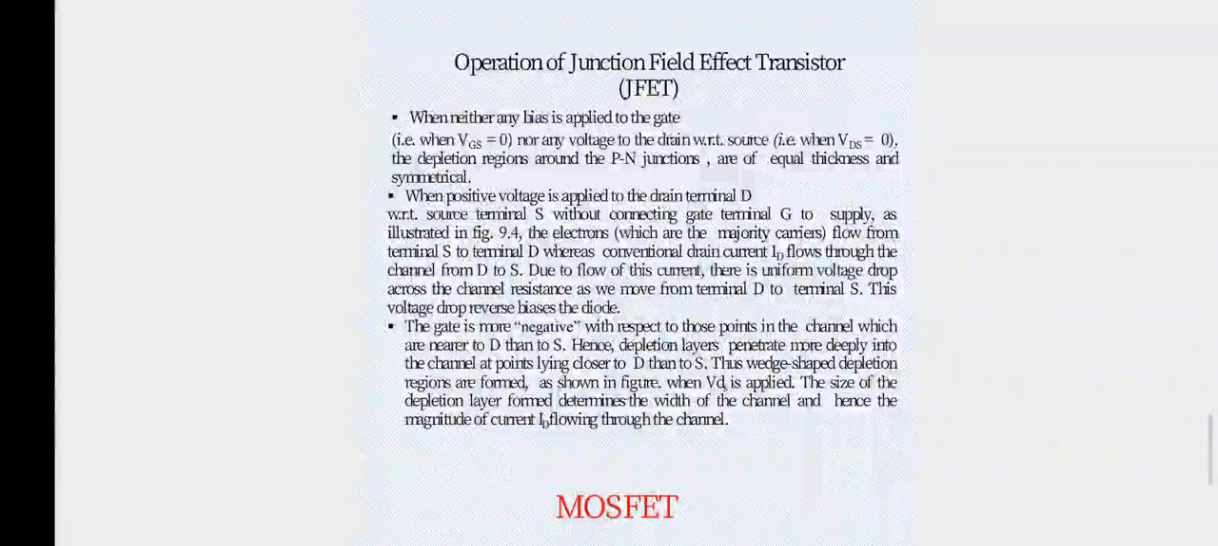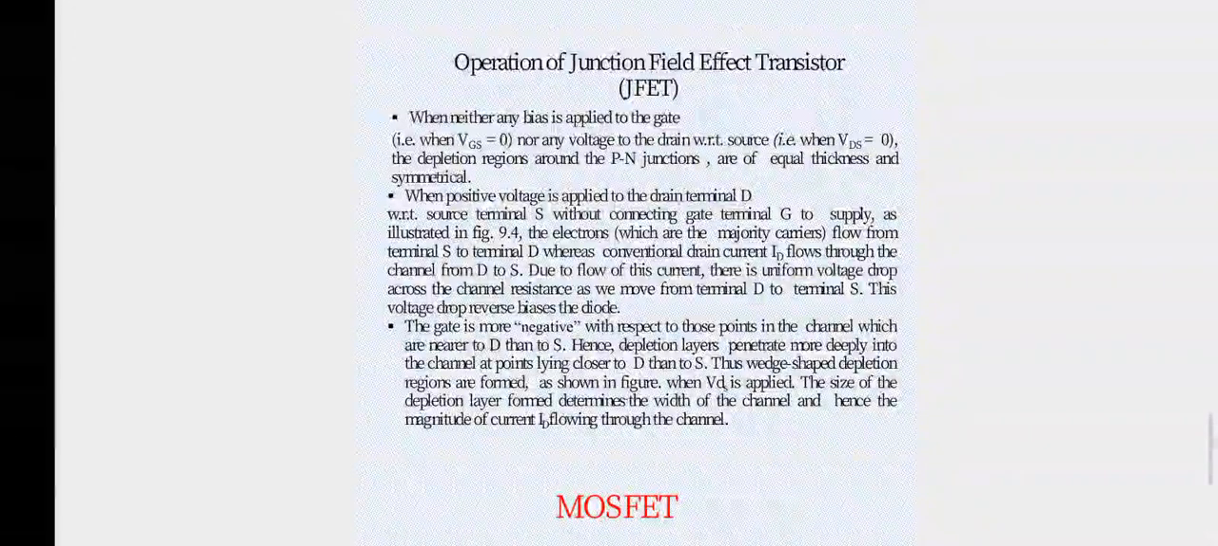This voltage drop reverse biases the diode. The gate is more negative with respect to those points in the channel which are nearer to D than to S. Hence, the depletion layer penetrates more deeply into the channel at points lying closer to D than to S. Thus, wedge-shaped depletion regions are formed as shown in figure. When VD is supplied, the size of the depletion layer formed determines the width of the channel and hence the magnitude of the current ID flowing through the channel.